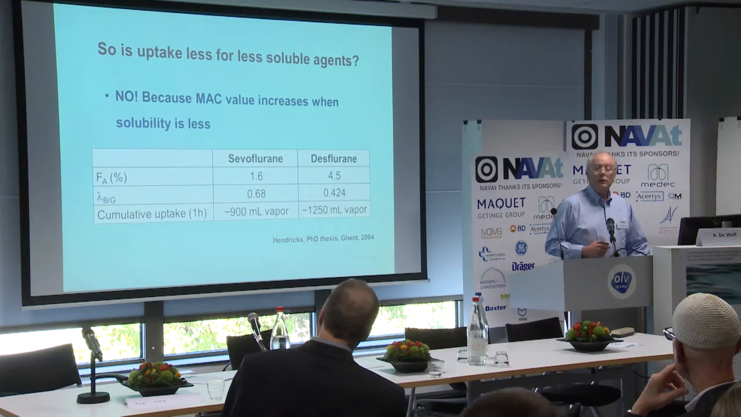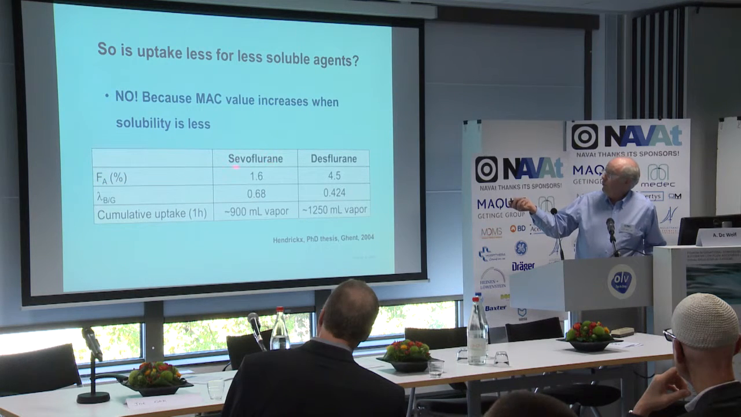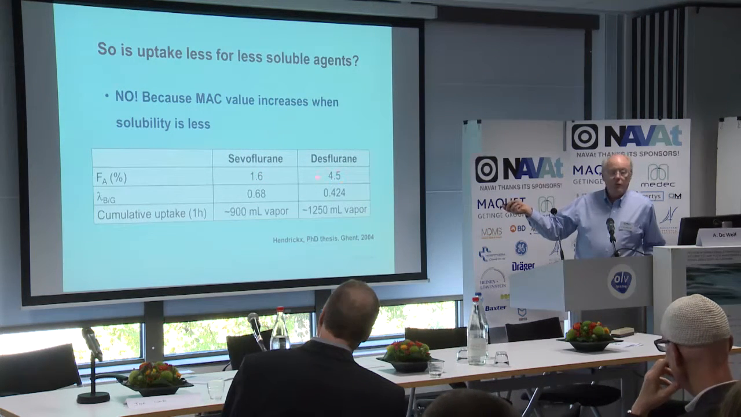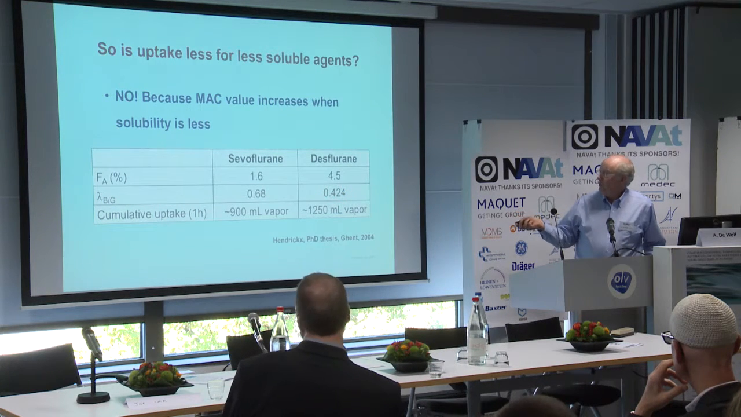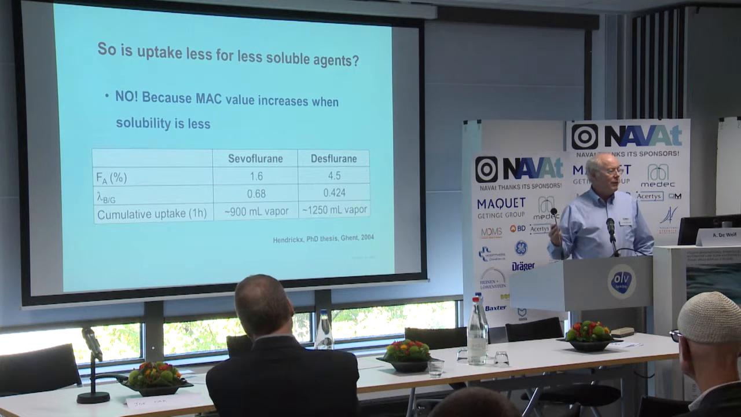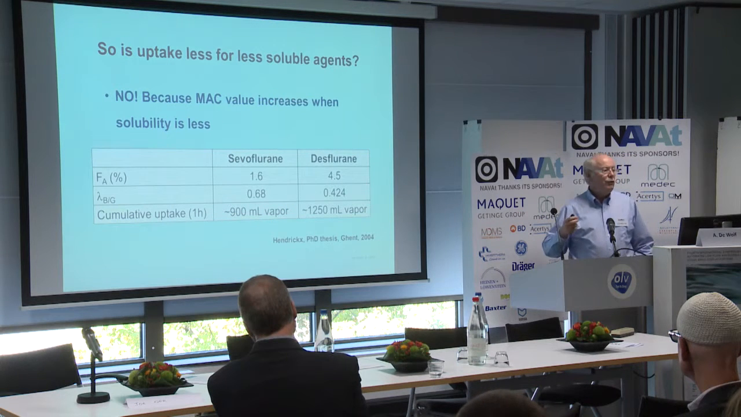But that's actually not true, because the low soluble agents also have a much higher MAC than the higher soluble agents. For example, if you look at sevoflurane and desflurane, at an alveolar partial pressure of 1.6 and 4.5 for desflurane, that is roughly 75% MAC. You see the blood gas solubility is less for desflurane, but actually the cumulative uptake is significantly higher for desflurane than for sevoflurane if you look at the total amount of vapor that is taken up.